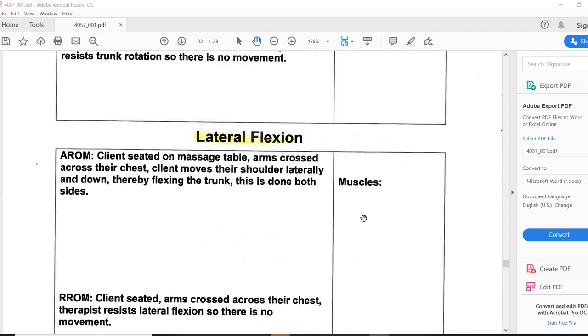For lateral flexion, active range of movement, the client is seated on the massage table with their arms crossed across their chest, and the client moves their shoulders laterally and down, thereby flexing the trunk, and this is done on both sides. For the resistive part of this, the client is seated with their arms crossed across their chest, and the therapist resists lateral flexion, so there is no movement.